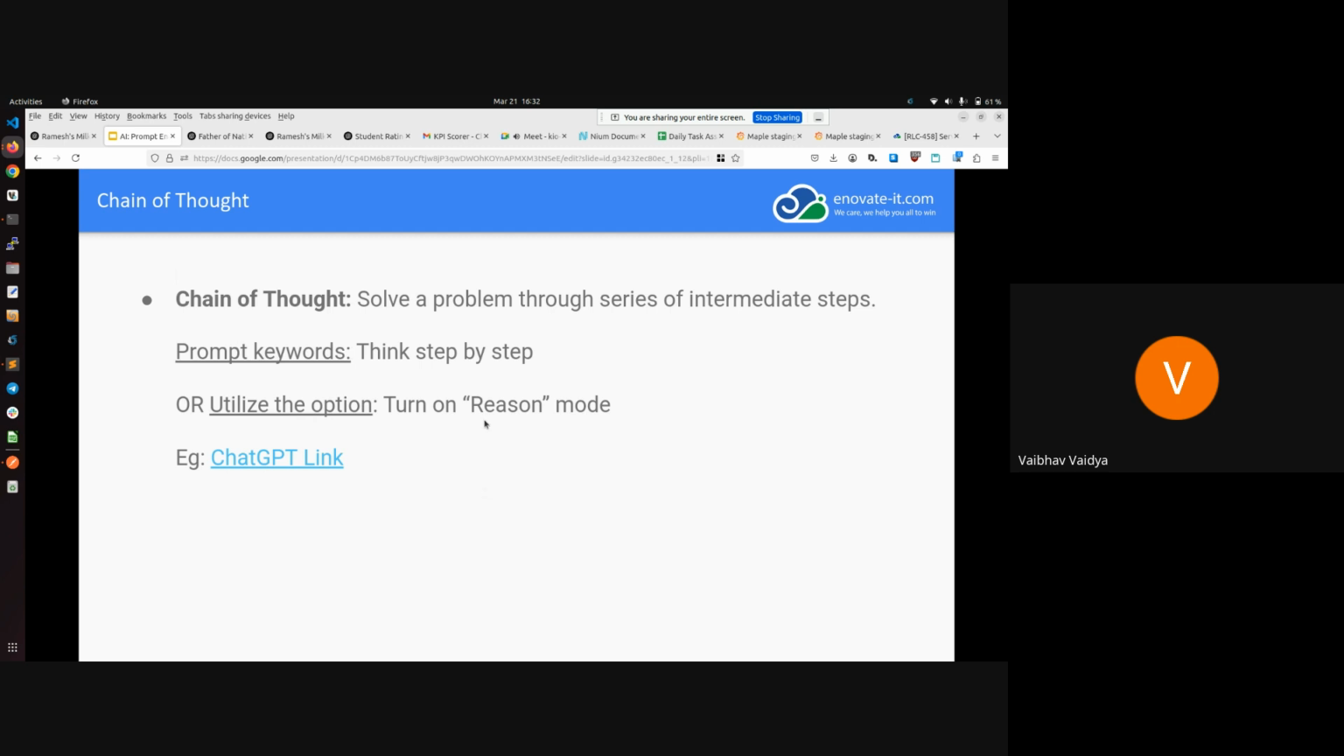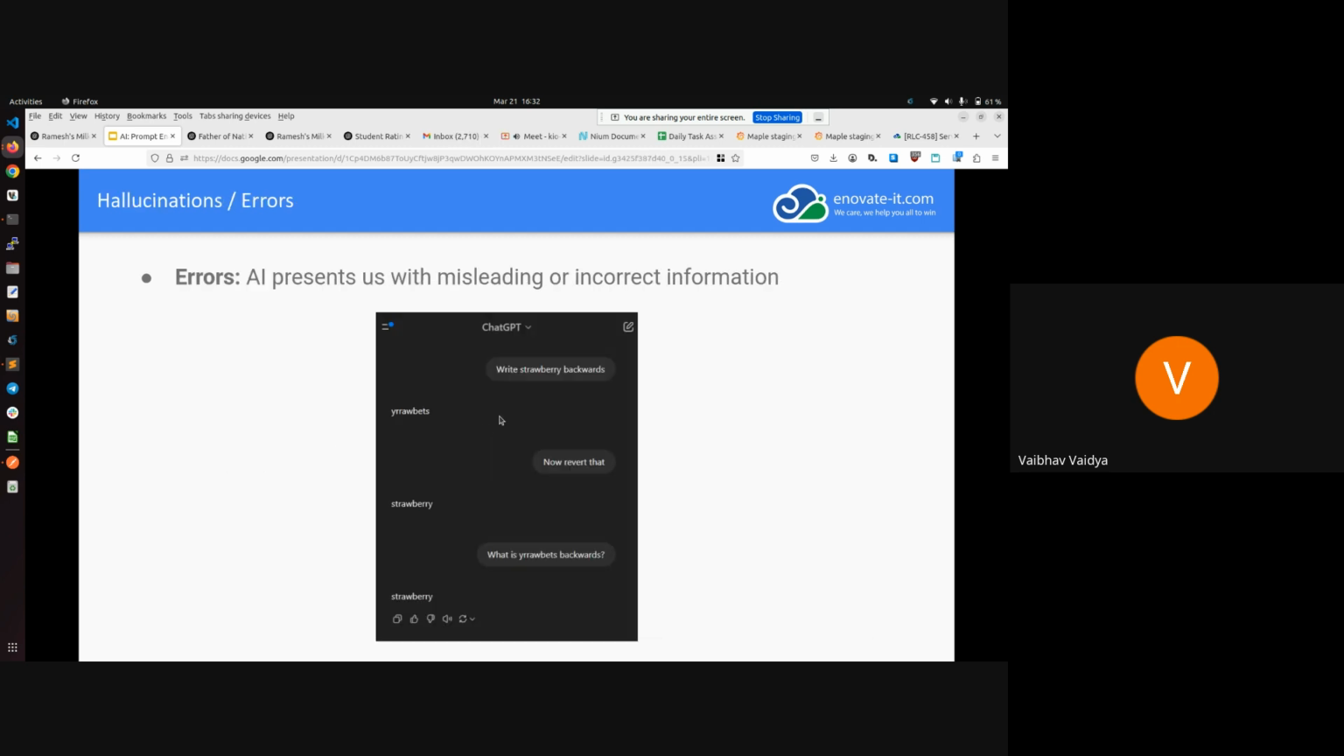Before moving on to chain of thought, I'm harping a lot on the negatives of AI, but we're still in a learning AI session. It's not just AI that goes wrong. Even when we use a normal search engine, like Google, even that can give us wrong information.